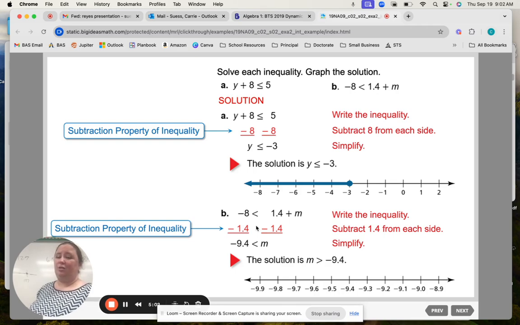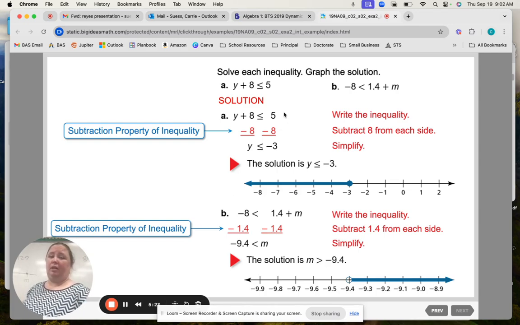All right. So where am I putting my circle? At negative 9.4. Open or closed? Open circle. And shade to the left or right? To the right, because m is greater than negative 9.4. So I want negative 10, negative 9.1, and 0. That's fine. If you want to put an extra number or two, that's fine, as long as it's done correctly.